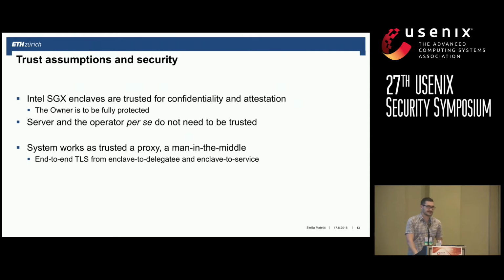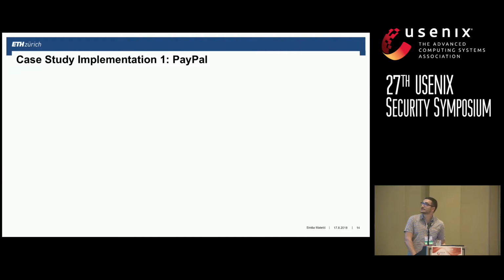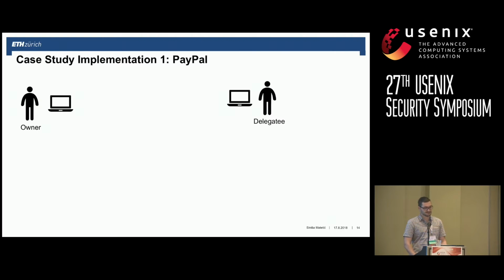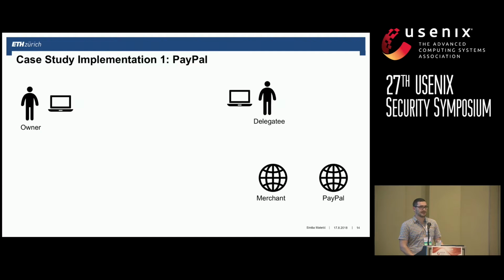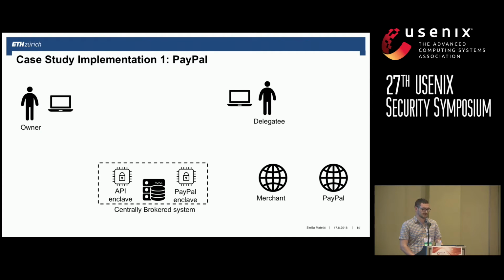So we developed several case studies, full implementations of this system for several use cases, and I'll present a couple of them right now to show you the potential of that. So let's go back to the PayPal example. We have Bob, we have Alice, we have the merchant, and then we have PayPal as the payment provider, and then we have a centrally brokered system in between. So what happens is that Bob delivers the credentials to the system and specifies to whom he wants to delegate, and also alongside that the restrictions.